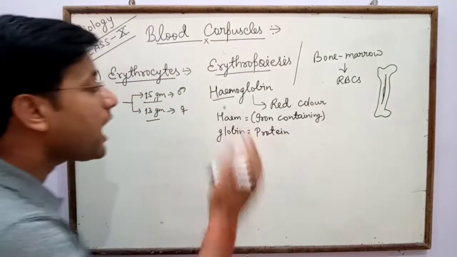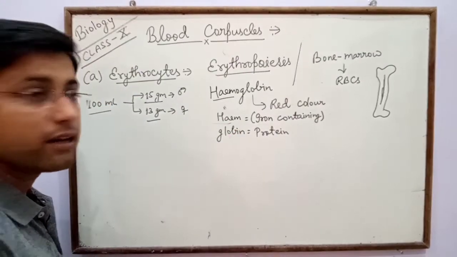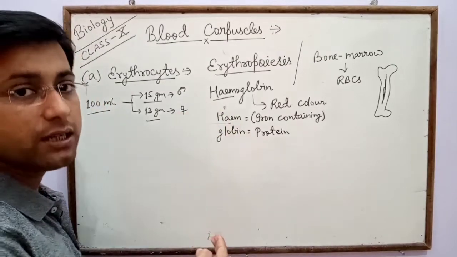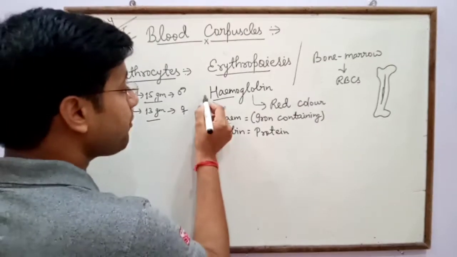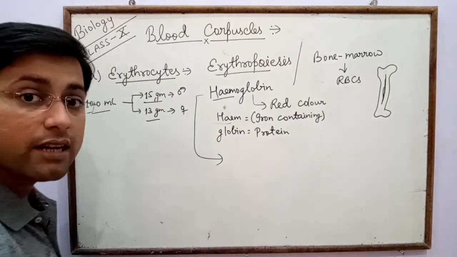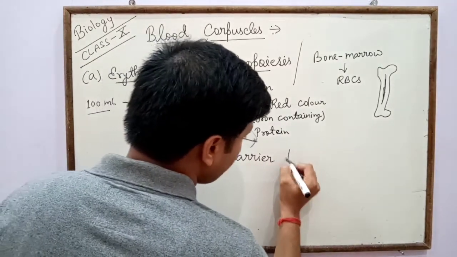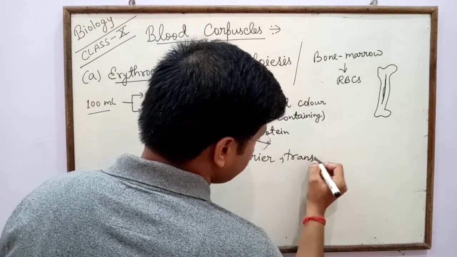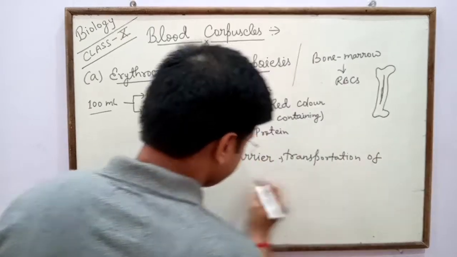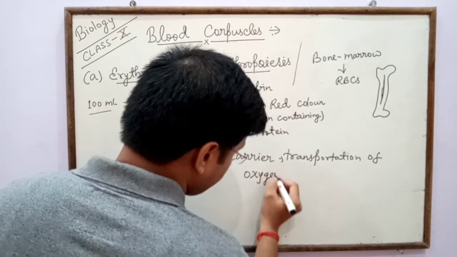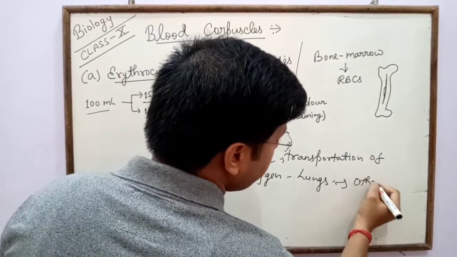So due to the presence of iron, heme is responsible for the red color of blood. So the color of blood is red only due to the presence of hemoglobin. And the second main function of hemoglobin is that it is like a carrier for the transportation of oxygen from lungs to other body parts.